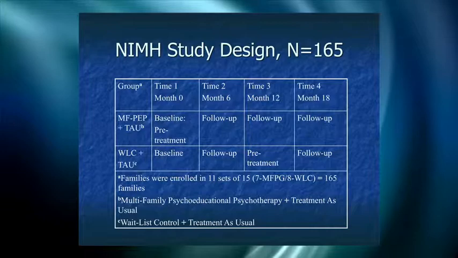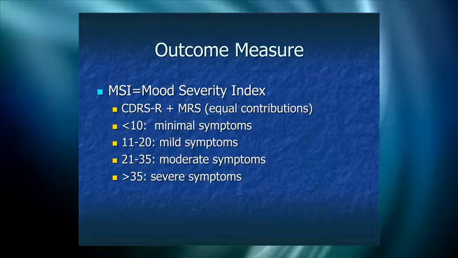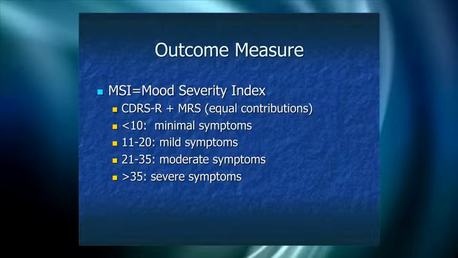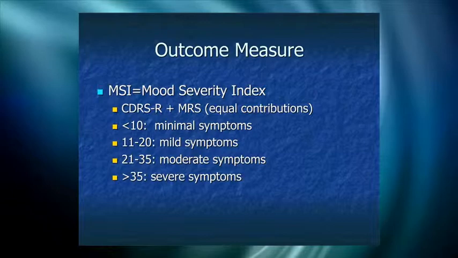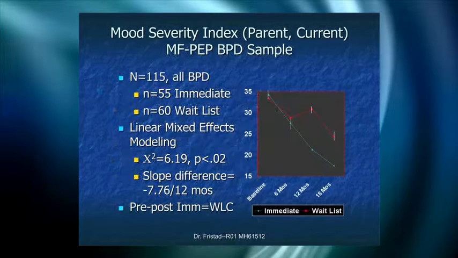Our primary outcome measure was the mood severity index, which combined mathematically a depression rating scale and a mania rating scale, because it doesn't do much if you bring depression down but mania goes up; you really haven't done the kid a favor. We wanted to see that the overall mood score declined. So what did we find? And this is in the intent to treat sample.